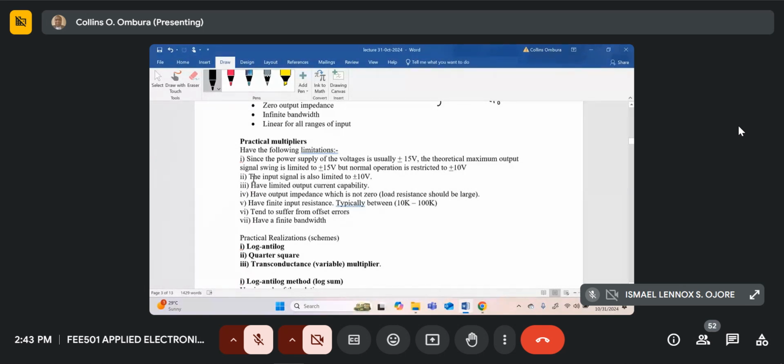Next, the input signals are usually limited also to plus minus 10 volts. So Vx and Vy are usually limited to plus minus 10 volts. They also have a limited output current capability. These IC multipliers cannot give an infinite current. We're limited, of course, because of the transistors at the outputs, and transistors cannot pass infinite current.